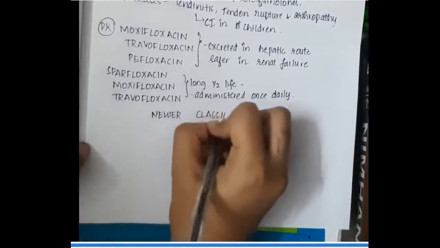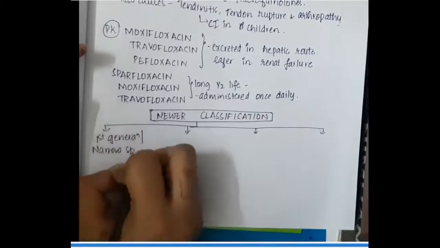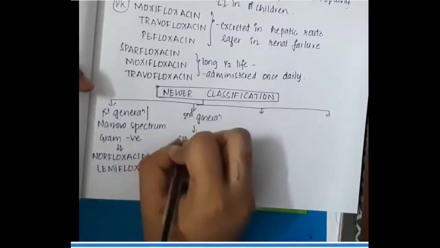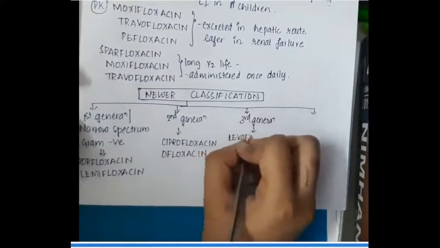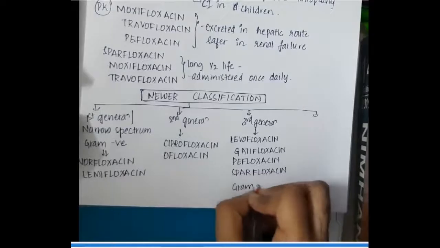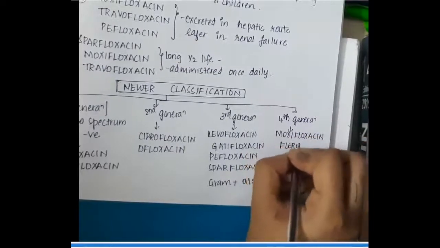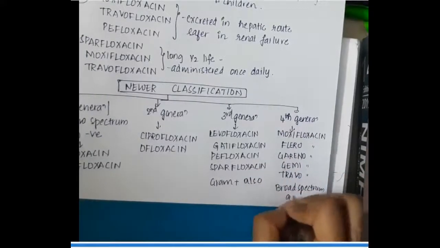Then we have the newer classification. In the newer classification, first we have 4 types. First we have first generation or narrow spectrum gram negative fluoroquinolones, which are norfloxacin and lomefloxacin. Second generation fluoroquinolones include ciprofloxacin and ofloxacin, whereas third generation fluoroquinolones include levofloxacin, gatifloxacin, pefloxacin, and sparfloxacin. These third generation fluoroquinolones are mainly used in gram positive infections. Then we have fourth generation fluoroquinolones, which include moxifloxacin, fleroxacin, garenoxacin, gemifloxacin, and trovafloxacin. These have broad spectrum action.